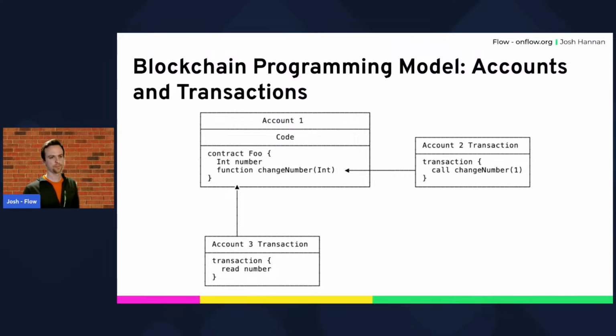So as it is with other languages, I'm just showing here that an account might have a contract deployed to it with fields and functions. So if you want to call a function in that contract, you would sign a transaction that can call the change number function, or you can read that number with a different transaction and do whatever you want with it.